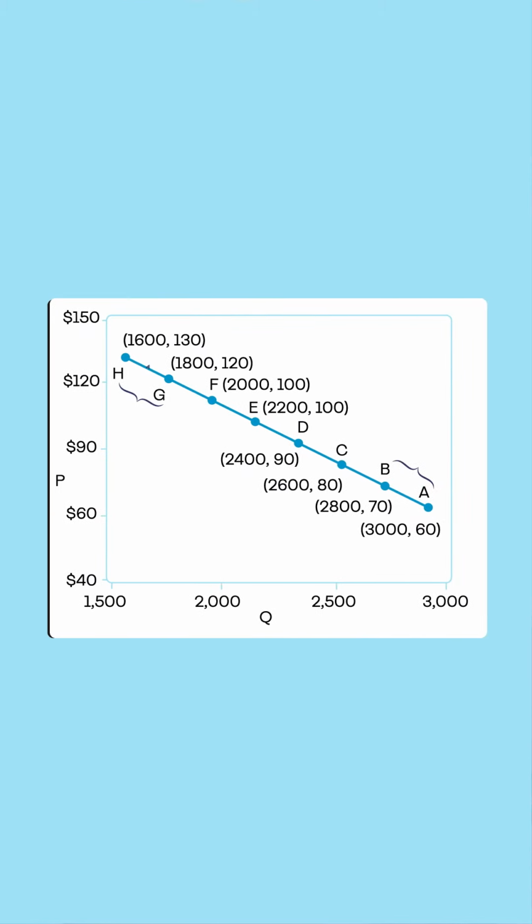Let's say you run a bicycle business. We can make a demand curve for the demand of your bicycles. On the graph, point B states that 2,800 bikes are demanded at the price of $70, and 3,000 bikes are demanded at the price of $60. Let's calculate the elasticity when the price decreases from $70 to $60.